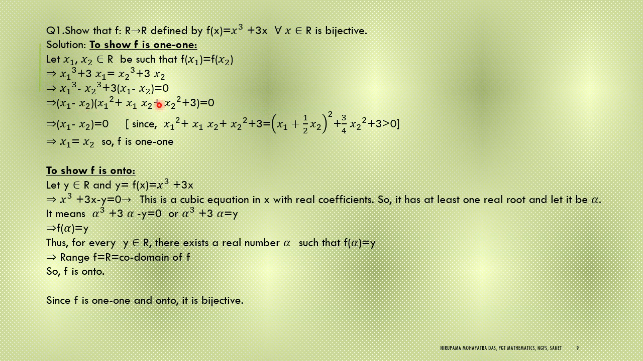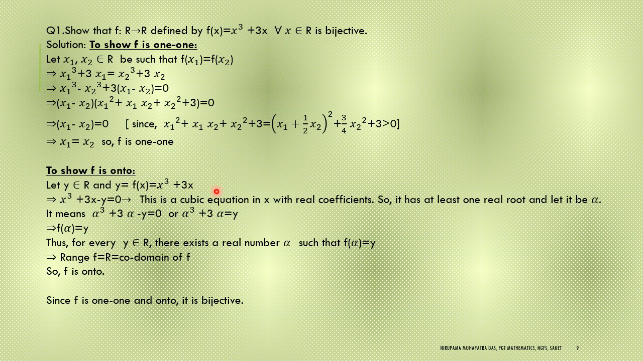So this into this equal to 0. Because the second factor cannot be 0, we don't have any choice now. x1 minus x2 equal to 0, means x1 equal to x2. So f is 1, 1. Now to show f is onto, let's consider y equal to f(x) equal to x cube plus 3x.